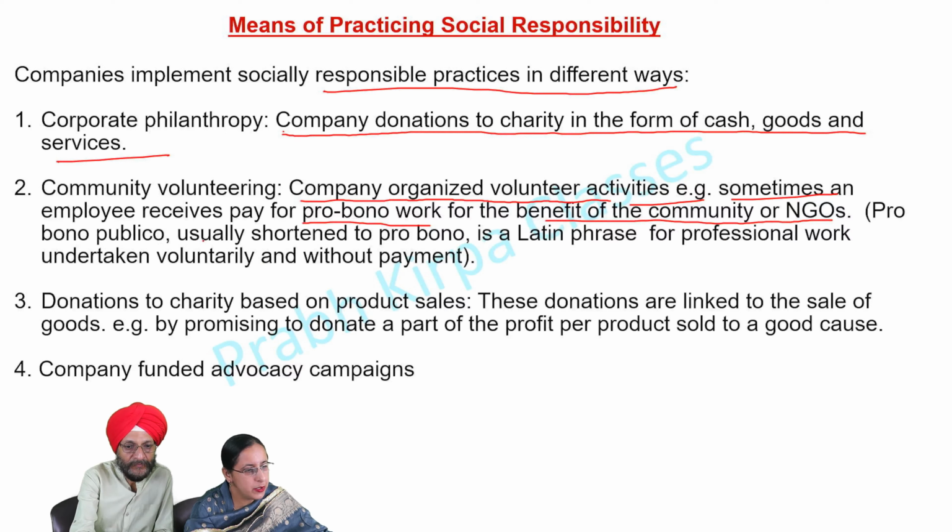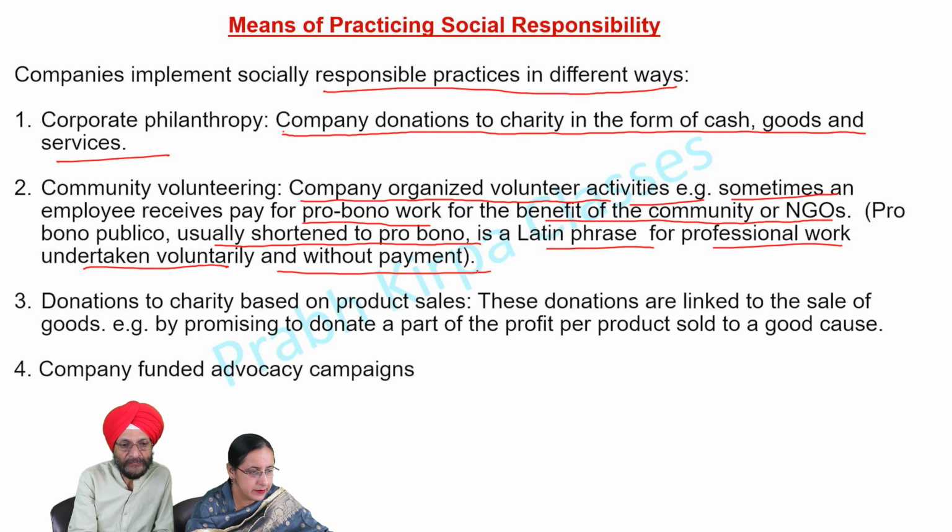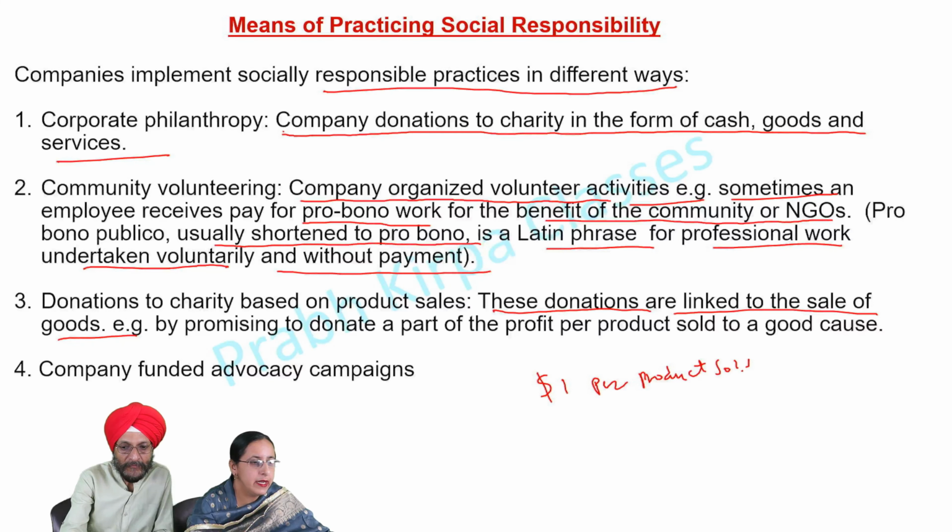Pro bono publico, usually shortened to pro bono, is a Latin phrase for professional work undertaken voluntarily and without payment. Number three, donation to charity based on product sales. These donations are linked to the sale of goods, for example, by promising to donate a part of the profit per product sold to a good cause. Fourth, company funded advocacy campaigns. Fifth, steps to improve environment.